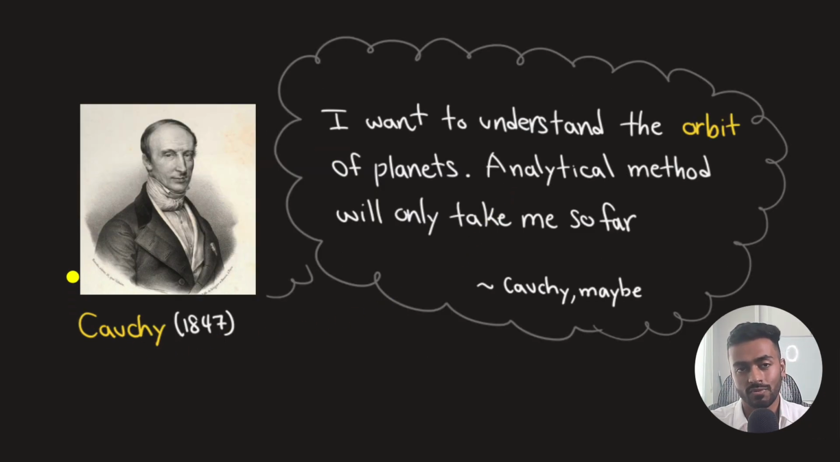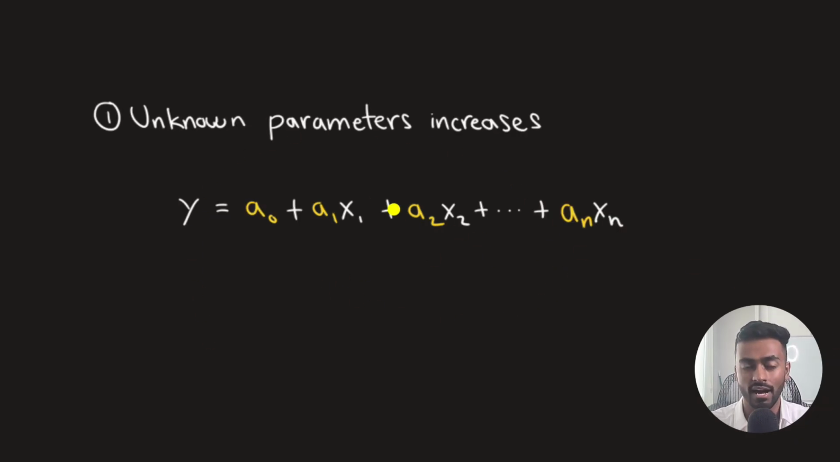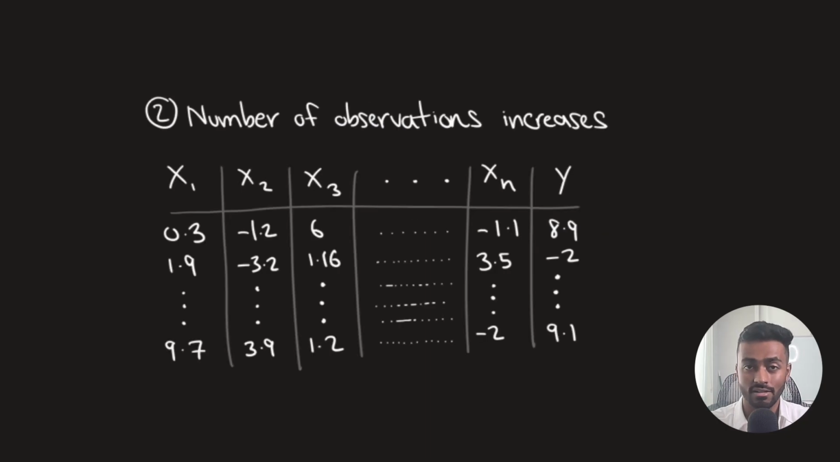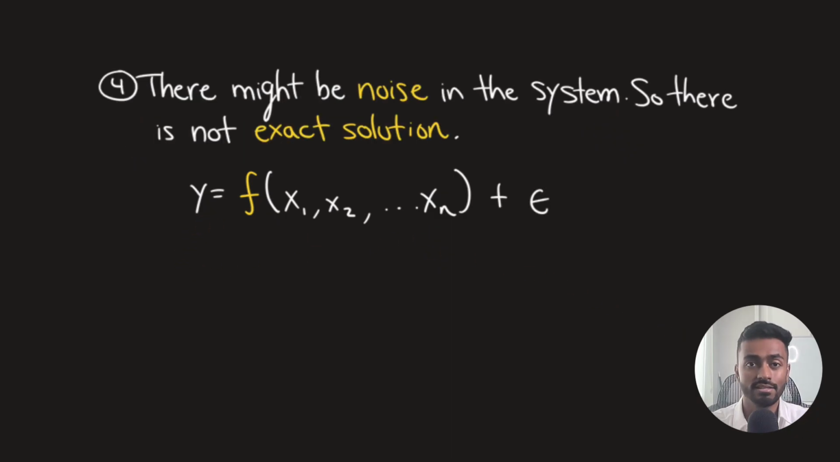Let's go to the first person in our story, Cauchy. Back in 1847, he was a French mathematician who wanted to understand the orbit of planets. Analytical methods could not really solve these problems. More complex problems, compared to our simple one here, have more unknown parameters and more observations. There's also a potential nonlinear relationship between the inputs and the output. And to top it all off, there might be noise in the system, so there's no real exact solution.